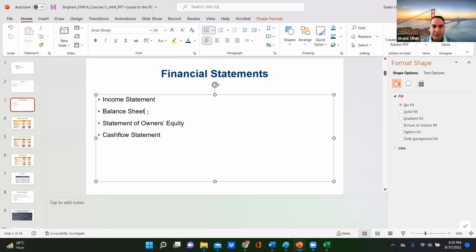And the third item that we note on the balance sheet is the owner's equity. What we mean by that is the owner's investment in the business. So there are three items that go to the balance sheet: the assets, liabilities, and owner's equity.